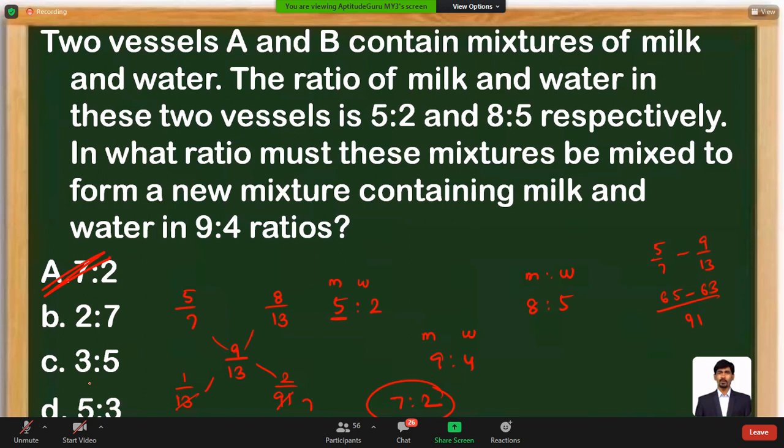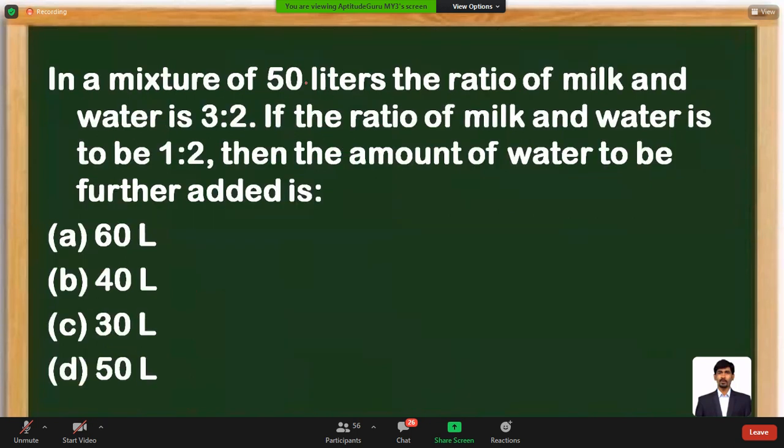Look at the next question, which is available on the screen. A mixture of 50 liters, ratio of milk and water is 3:2. The question talks about 50 liters of milk and water in the ratio of 3:2. That means 30 is milk and 20 is water.